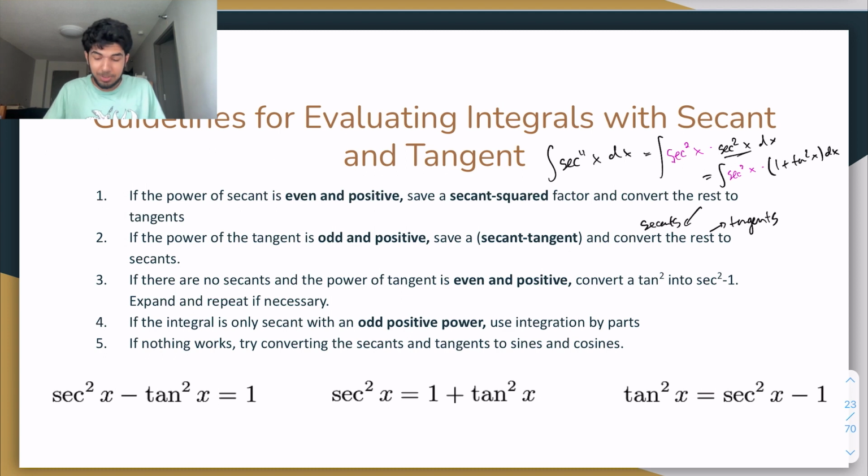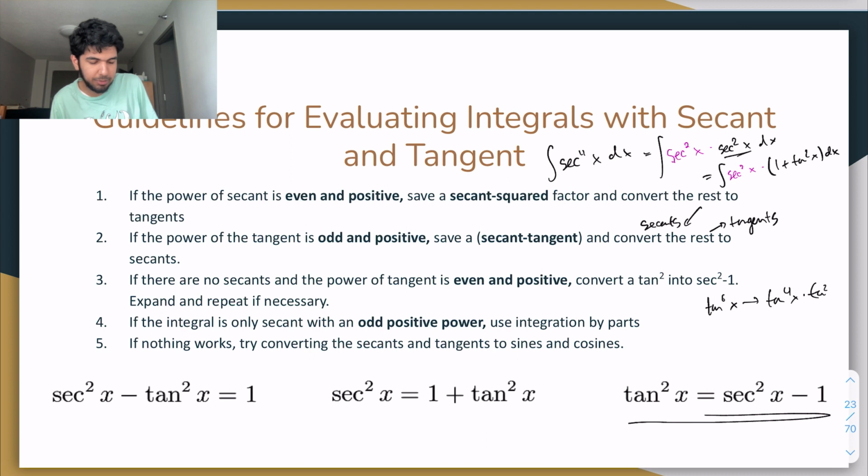Guideline 3, if there are no secants and the power of tangent is even and positive, then you'll convert a tangent squared into secant squared minus 1, using this identity down here, expand, and then repeat as necessary, because we have just tangents to deal with. When we reduce it, like if we have tangent to the sixth of x, we break that into tangent to the fourth of x times tangent squared of x. We convert the tangent squared into this, but we still have a tangent to the fourth of x, so we might have to break that up into tangent squared. So that's what we mean by repeat as necessary.